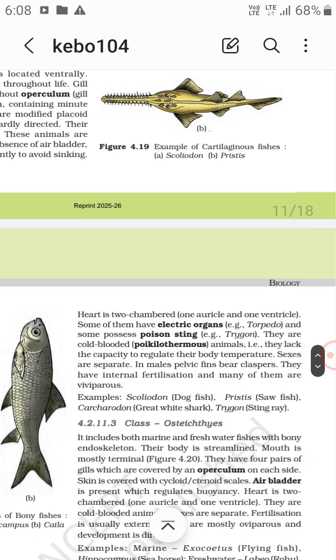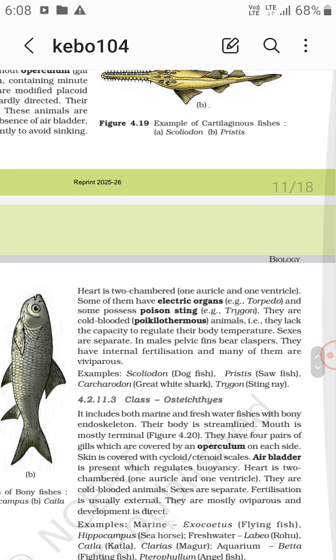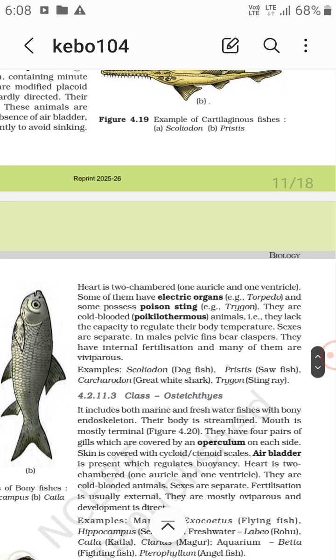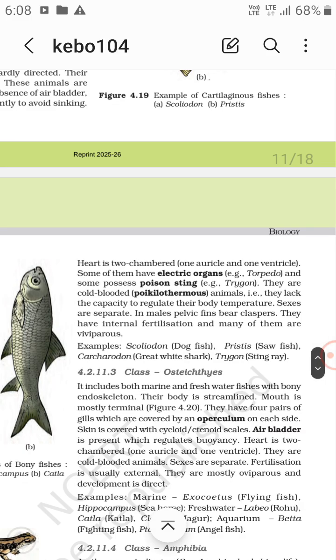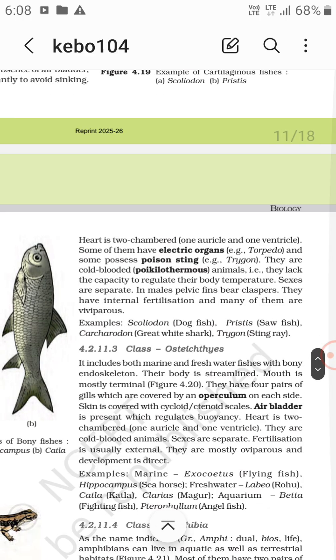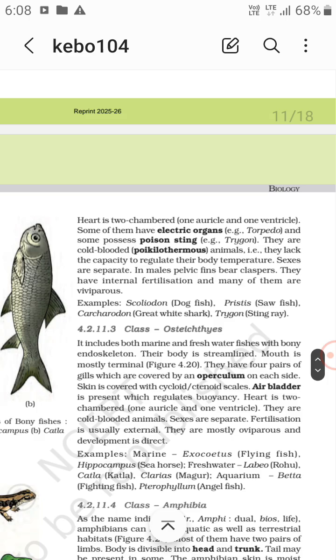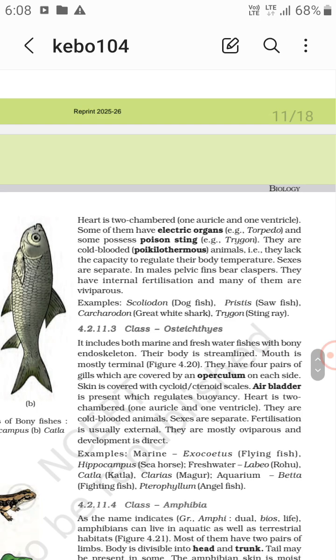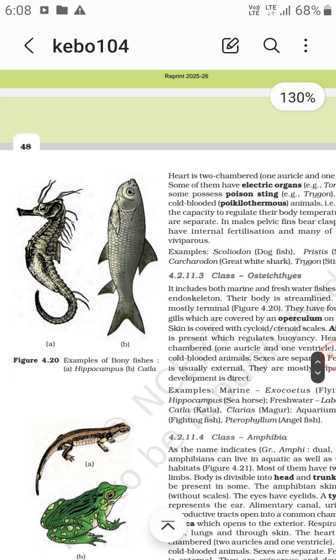Heart is two-chambered. Some have electric organs, Torpedo, and some possess poison sting, that is Trygon. They are cold-blooded, that is poikilotherm animals that lack the capacity to regulate their body temperature. The sexes are separate. In males, pelvic fins bear claspers. They have internal fertilization and many of them are viviparous. Examples: Scoliodon, that is dogfish, Pristis, that is sawfish, Carcharodon, great white shark, and Trygon, that is stingray.